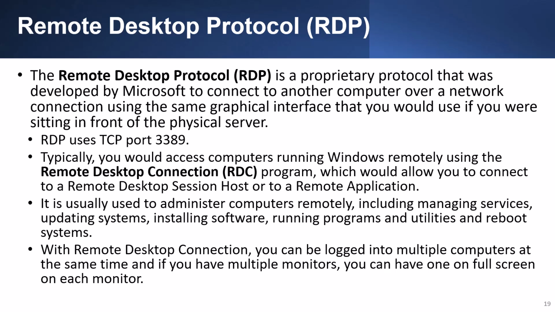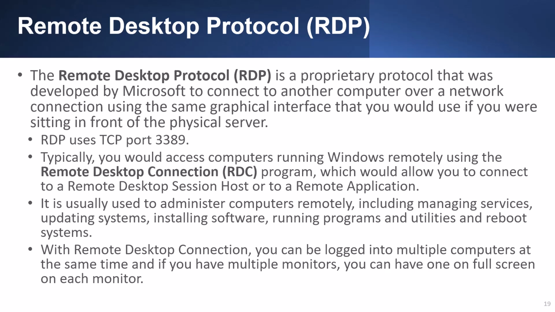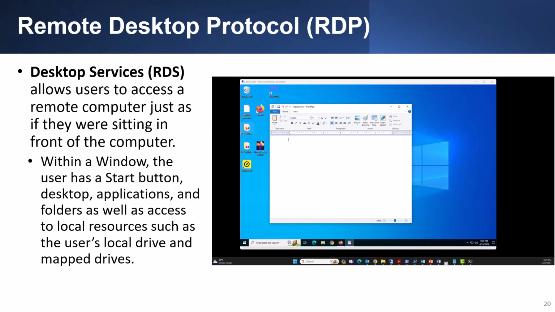It's usually used to administer computers remotely, including managing services, updating systems, installing software, running programs and utilities, and rebooting systems. With remote desktop connections, you can be logged into multiple computers at the same time, and if you have multiple monitors, you can have one on full screen on each monitor. Remote Desktop Services, or RDS, allows users to access a remote computer just as if they're sitting in front of the computer. Within the window, the user has a Start button, desktop applications and folders, as well as access to local resources such as the user's local drive and mapped drives.